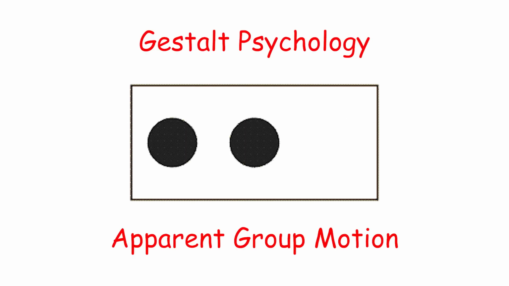Turnus illusion. In this GIF, it seems like only one circle is moving, but if we add a small blank frame, it seems like they are both moving. This is closely linked to Gestalt psychology, and it's a type of apparent group motion.